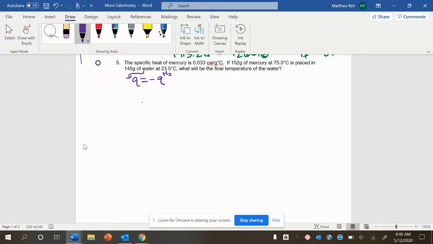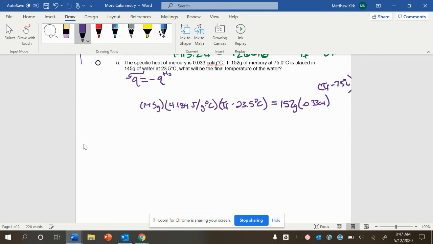So the mass of water, 145 grams. Our specific heat of water, 4.184 joules per gram times degrees Celsius. And our change in temperature, well, we don't know final, but minus the initial of water, 23.5 degrees Celsius. And then that's going to equal our mass of mercury times its specific heat times its change in temperature, and ignore my terrible units there, of final temperature minus 75. So it looks good, right?